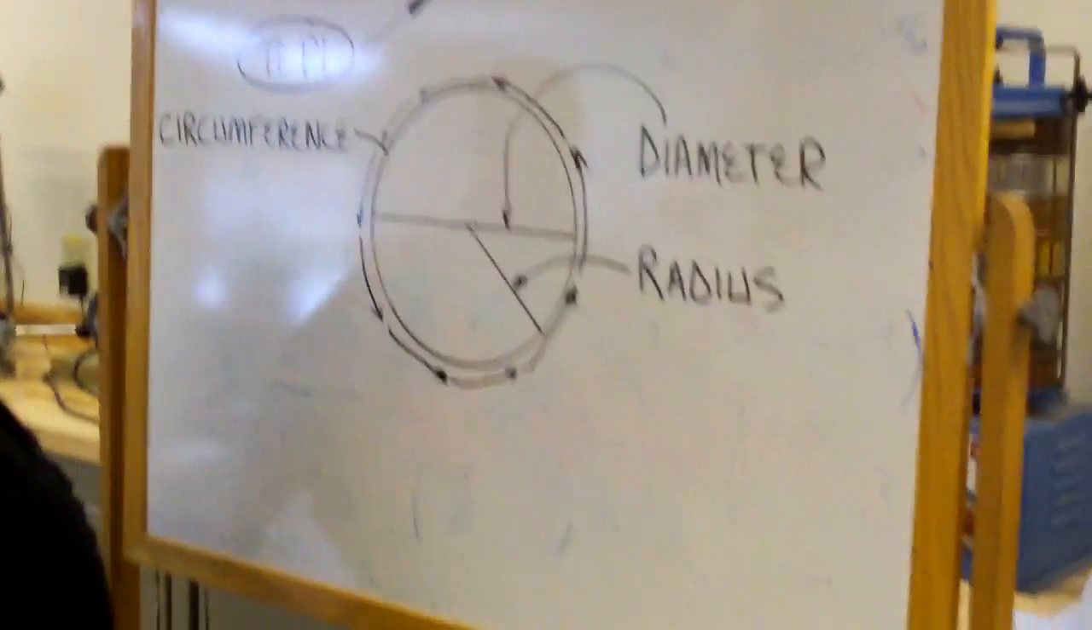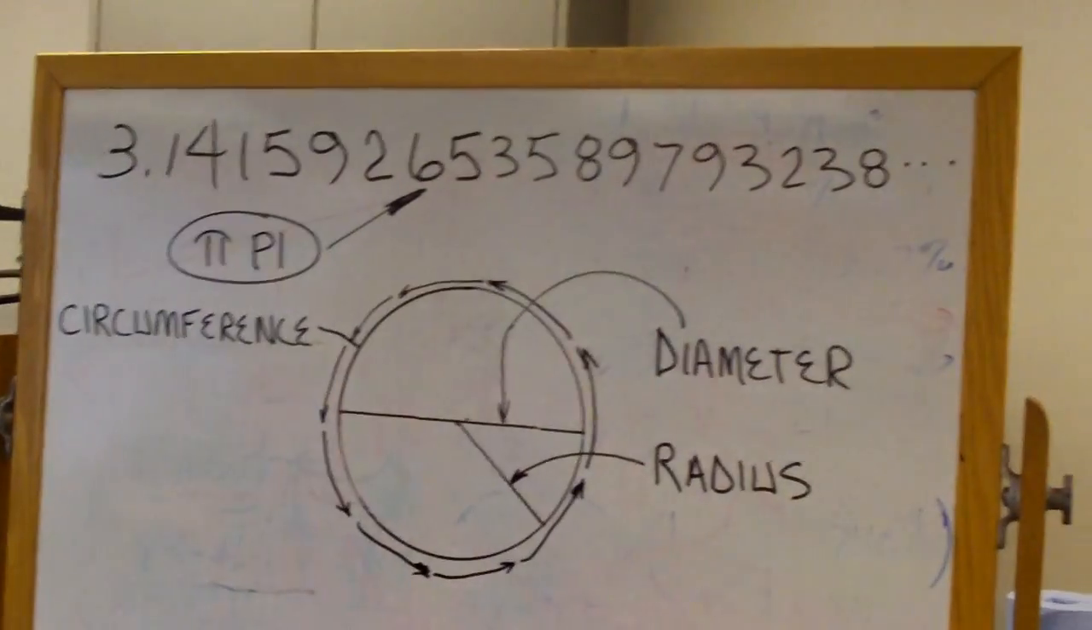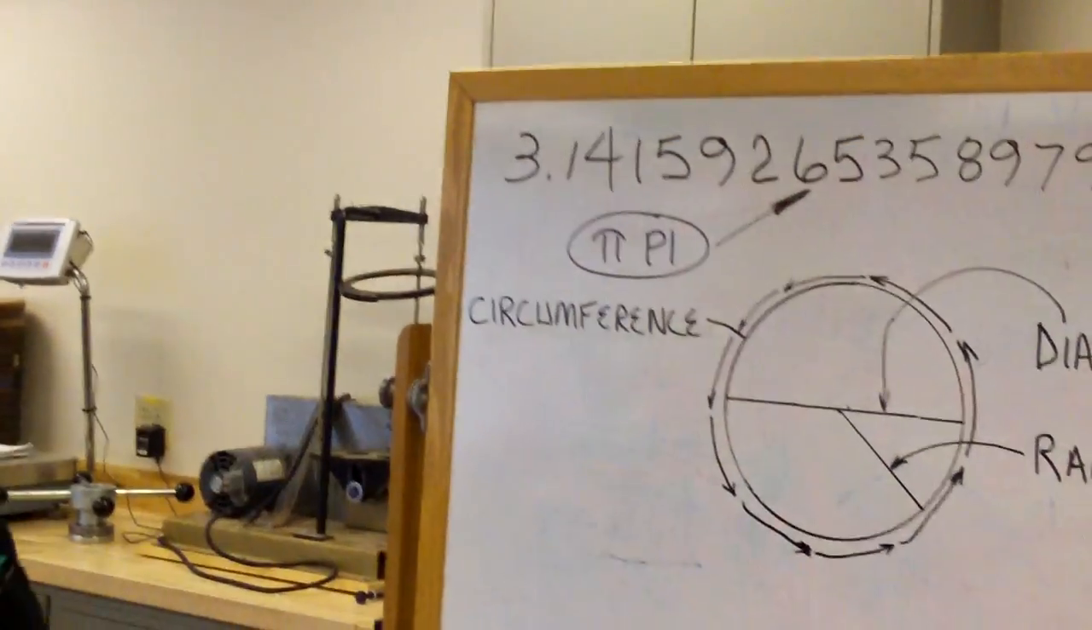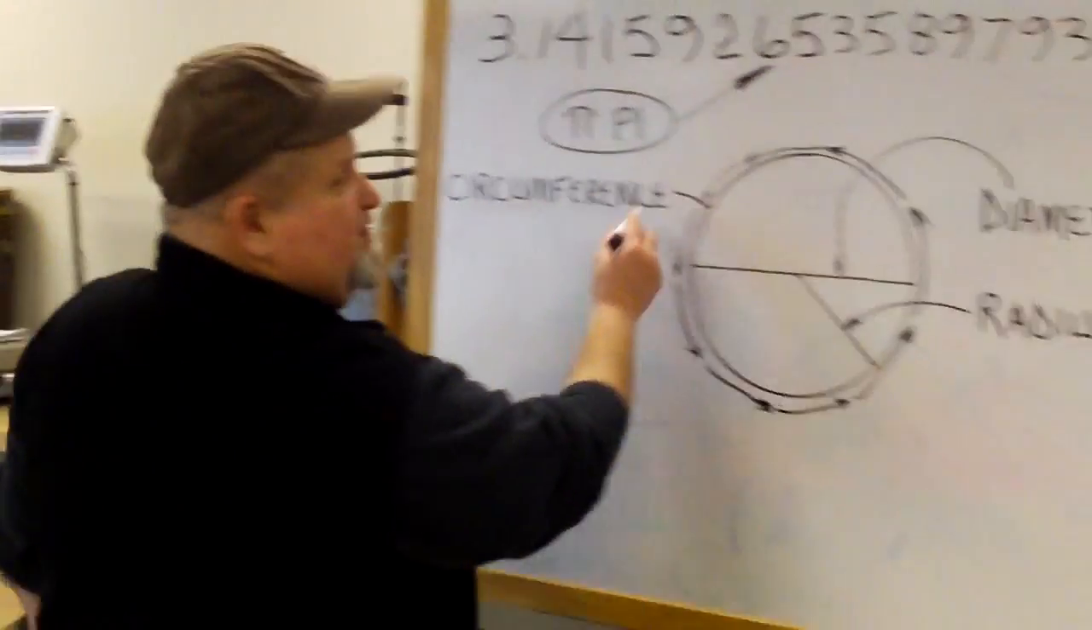Pi. Oh, we got a little diagram. We got a big number up there. What is that number, Ed? That big number is pi. I like pi. You get that number when you take the circumference.